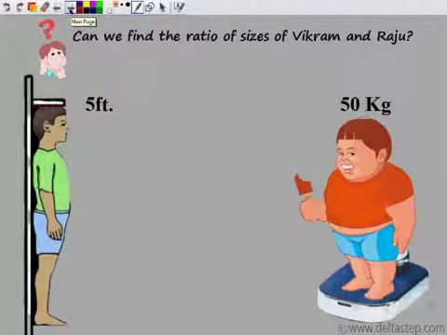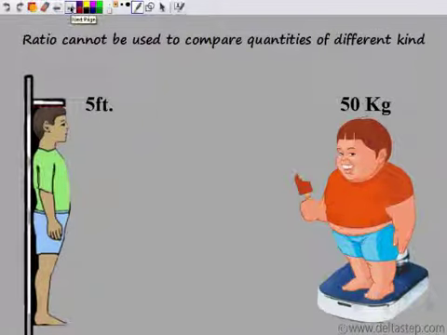So now can you compare the sizes of Vikram and Raju? Well, you can see that Vikram is 5 feet tall, whereas Raju is 50 kgs in weight. So we are trying to compare height of one person to the weight of another person. This is not possible by ratios. So we cannot use ratio to compare quantities of different kind.